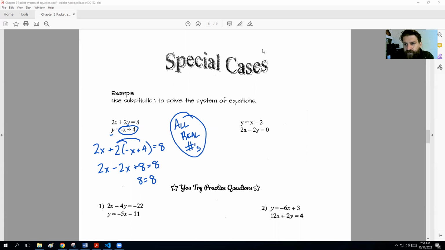All right, let's check the other one. You might have a guess what this one's going to be, but let's see. Since y is equal to x minus 2, we're going to change this y to an x minus 2. So we get 2x minus 2 times x minus 2 equals 0. We distribute here. We get 2x, minus 2 times x is a minus 2x. Minus 2 times minus 2 is a plus 4. Now, just like here, our x's cancel each other out, and we get 4 equals 0. So once again, we have a special case where we get either no solutions or all real numbers. Does 4 equal 0? No. So this one would be no solution.